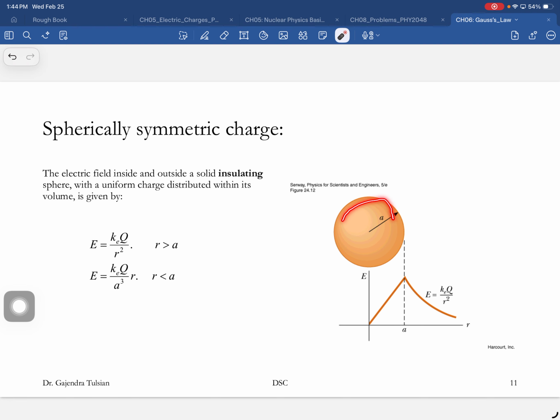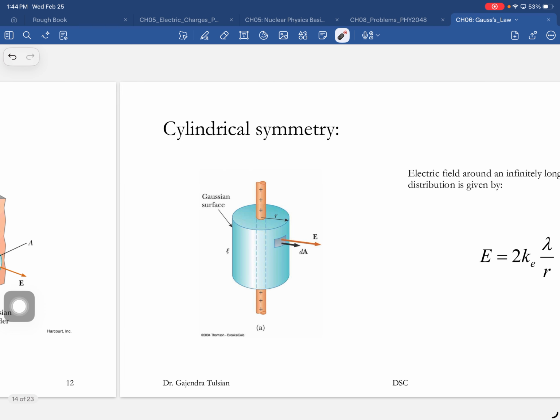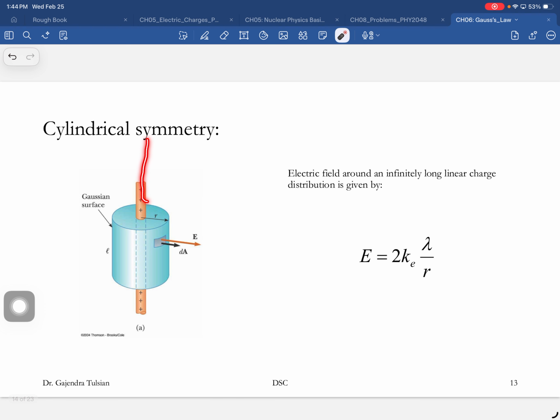Let's say here's a styrofoam ball, and you evenly smear it with charges. Mr. Gauss will allow you to calculate the electric field everywhere. Again, there's that infinite sheet. Here's an infinitely long line charge, uniformly distributed, and Mr. Gauss allows you to calculate the electric field.